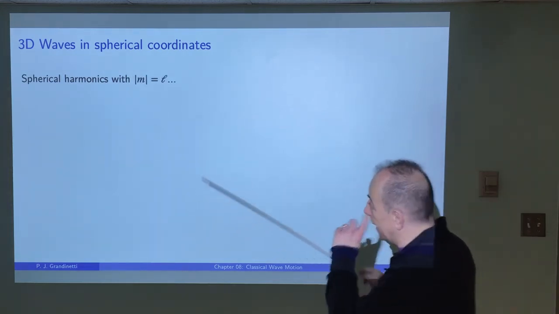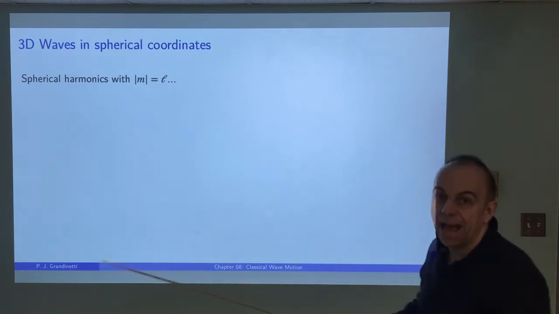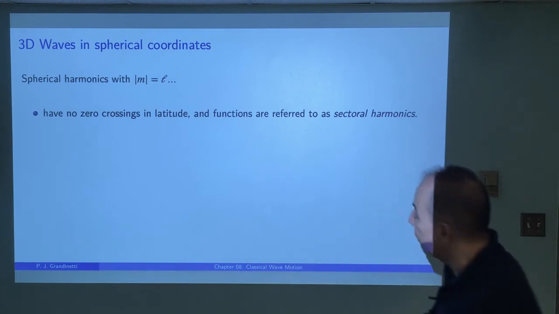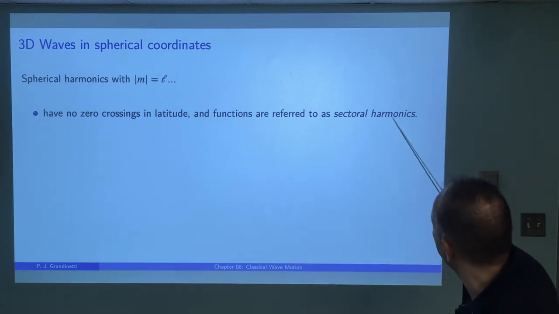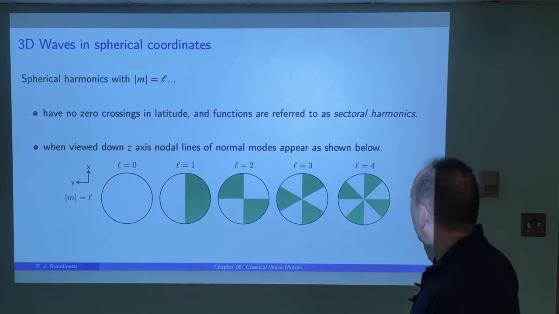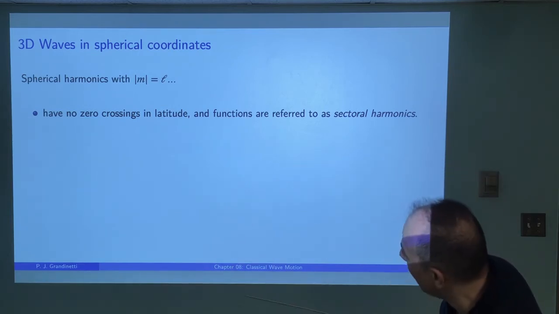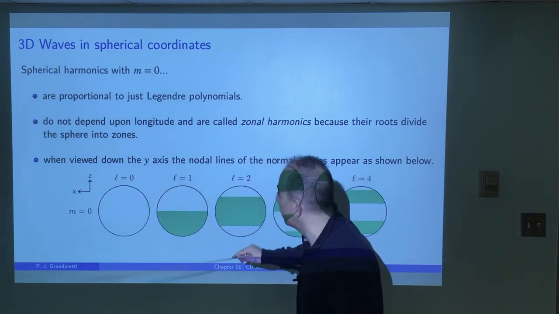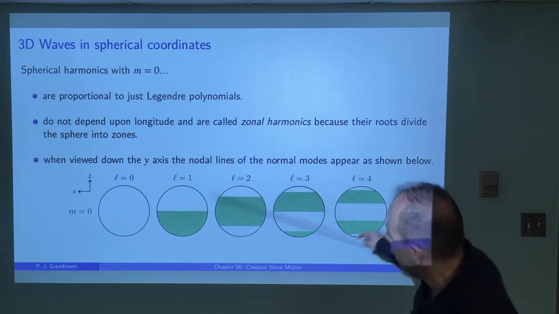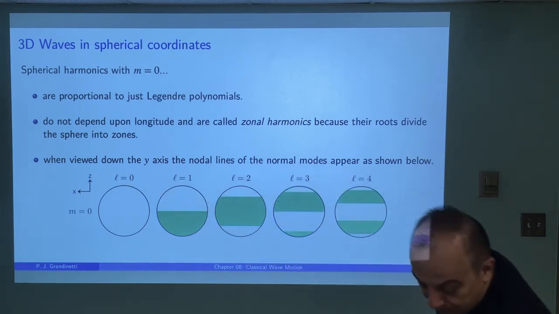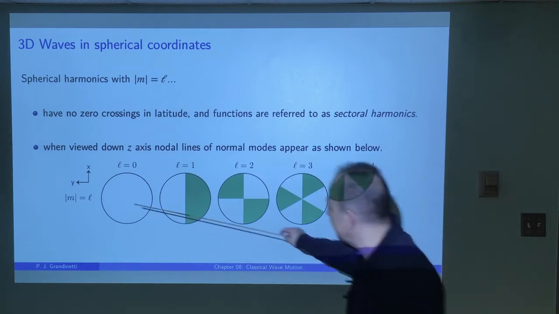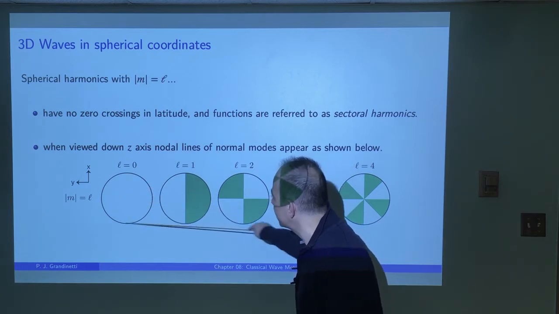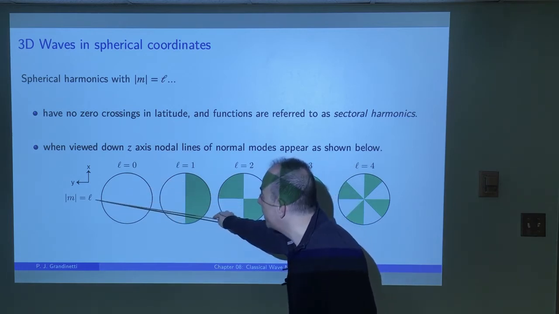Now, in the case for m not equal to 0 and m equal to the maximum possible value, which is L, then we have no zero crossings at the latitude, and these functions are what are called sectoral harmonics. So again, just go back a second here, remind you, here we were looking at z and x, so we were looking in the z-x plane. So this is the North Pole and that's the South Pole, so to speak. And now we're going to look at them looking down. So if we're looking down on the North Pole of a sphere, then this is what we get for L equals 0.